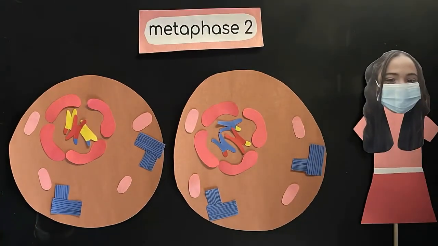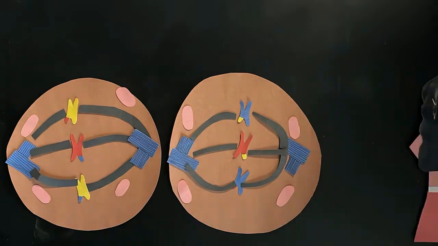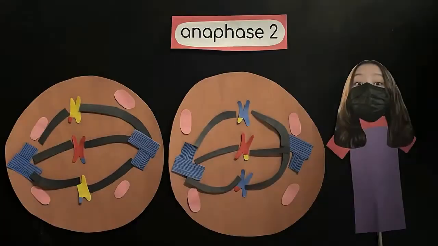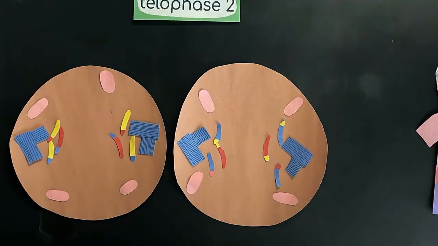The cell then moves on to metaphase 2, where the chromosomes line up in a single line in the middle of the metaphase plate, contrasting the line of pairs in metaphase 1. The spindle fibers attach. Next we have anaphase 2, where the sister chromatids are pulled apart by the spindle fibers and brought toward the centrosomes at the opposite poles of the cells.